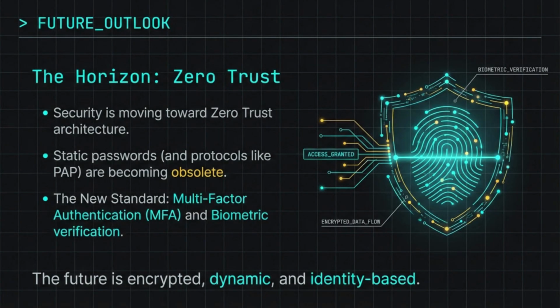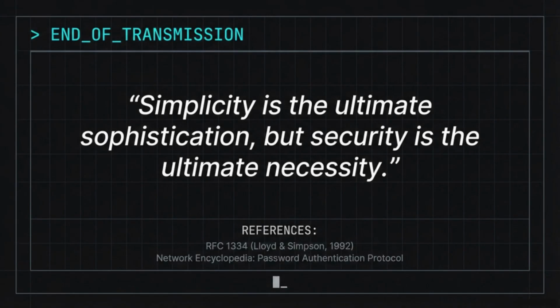And looking to the horizon, the future is really dominated by this concept of a zero-trust architecture. In this kind of model, static passwords, and by extension, old protocols like PAP that depend on them, are becoming truly obsolete. The new standard is multi-factor authentication, or MFA, and biometrics. The future of access control is encrypted, it's dynamic, and it's based on verifying who you are, not just what you know. And that really leaves us with a final thought that perfectly captures the entire lesson from PAP's long history. Simplicity is the ultimate sophistication, but security is the ultimate necessity.